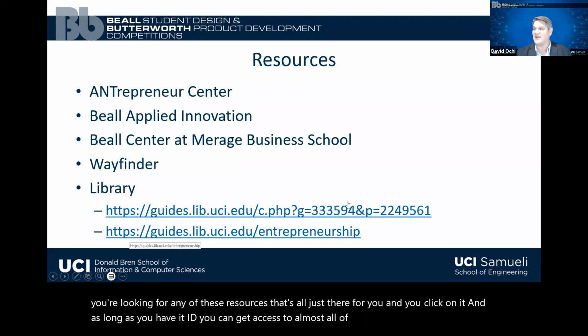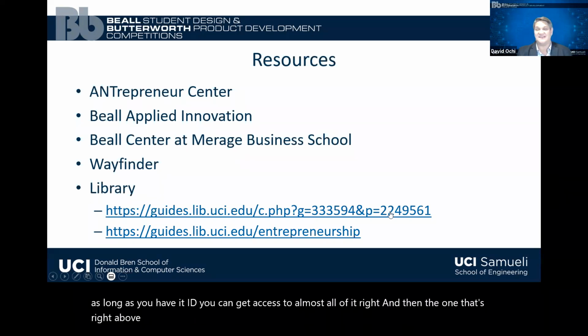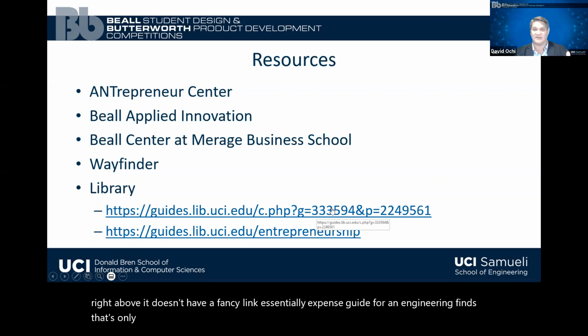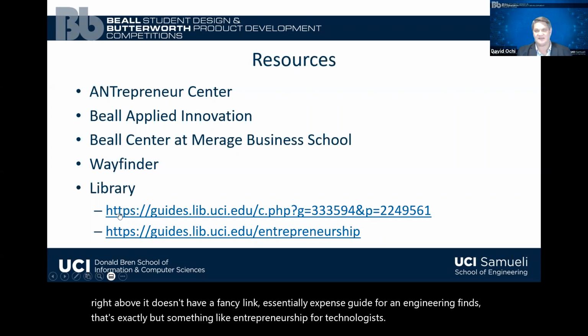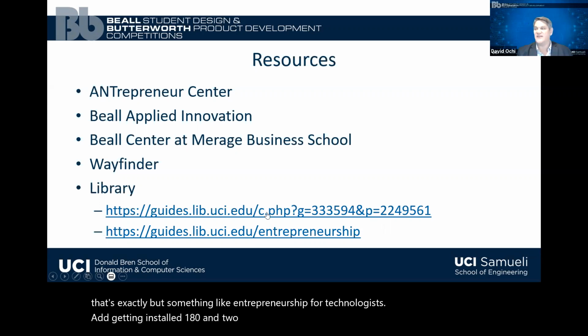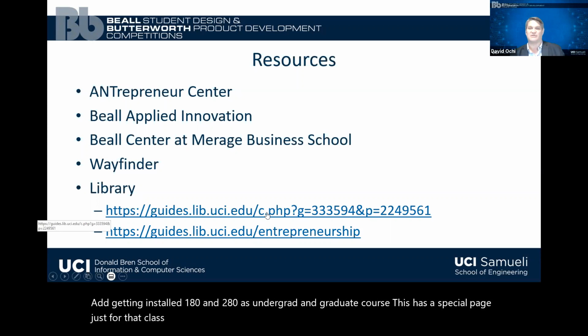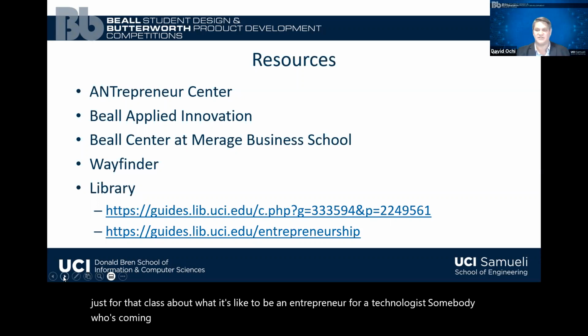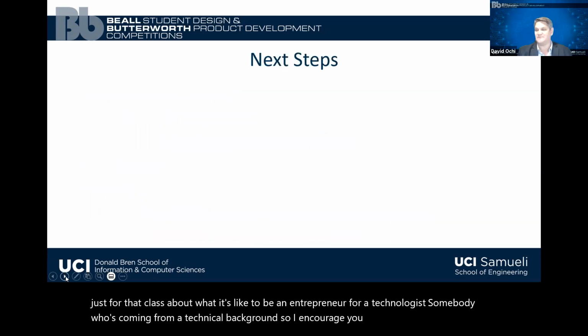And then the one right above it that doesn't have a fancy link is actually a class guide for an engineering class. I don't remember the exact name, but it's something like Entrepreneurship for Technologists, and I think it's called 180 and 280 as an undergrad and graduate course. This has a special page just for that class about what it's like to be an entrepreneur for a technologist, somebody who's coming from a technical background. So I encourage you definitely to take a peek at that.